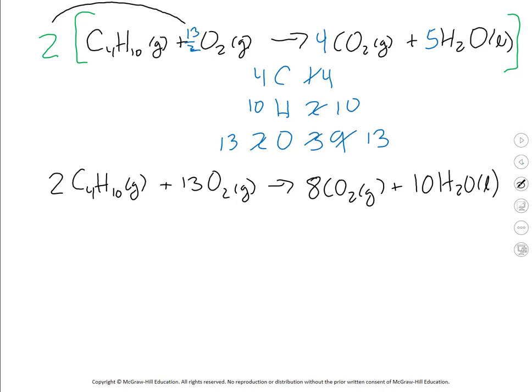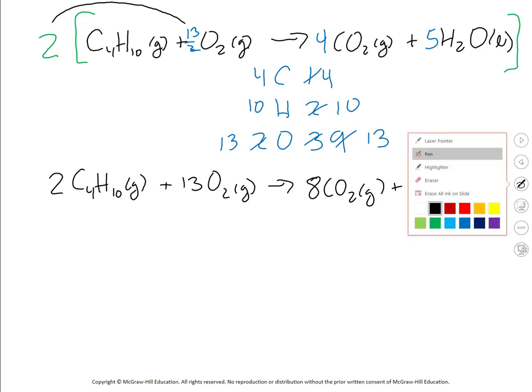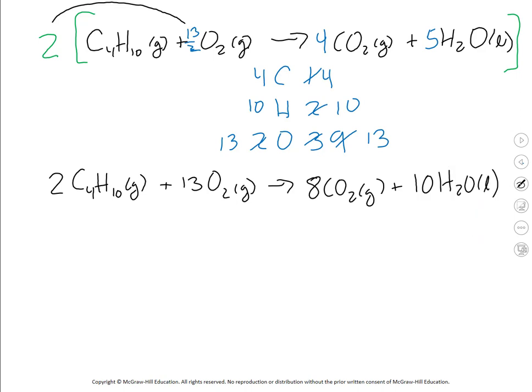Now we're going to double check our work, make sure we did this right. Always double check your work. Carbon, hydrogen, oxygen. Now, how many carbons do I have on my reactant side? 8. Good. 2 times 4 is 8. How many do I have on my product side? 8. How many hydrogens do I have on my reactant side? 20. 2 times 10 is 20. How many do I have on my product side? 20. 10 times 2 is 20.